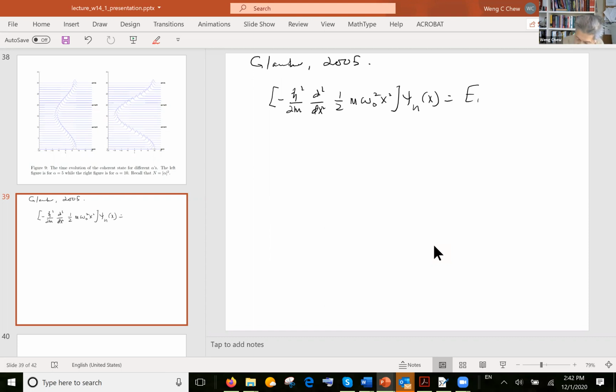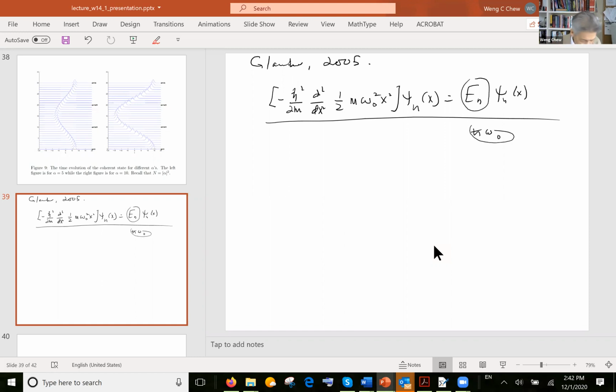And this is the eigen equation. The first thing that you need to do is to write this equation in a dimensionless form. The way to do that is to divide this equation by h bar omega naught. If you do that, this has the dimension of energy, and this has the dimension of energy.